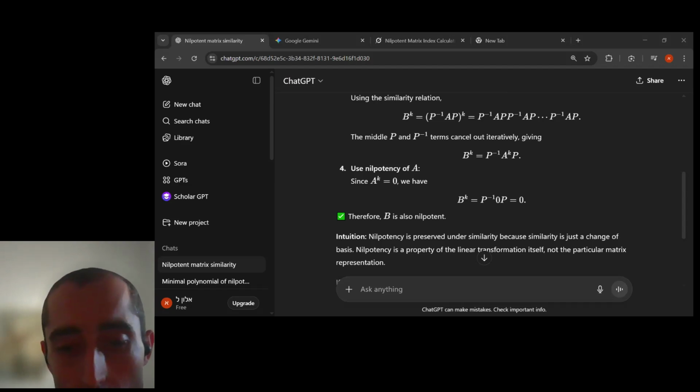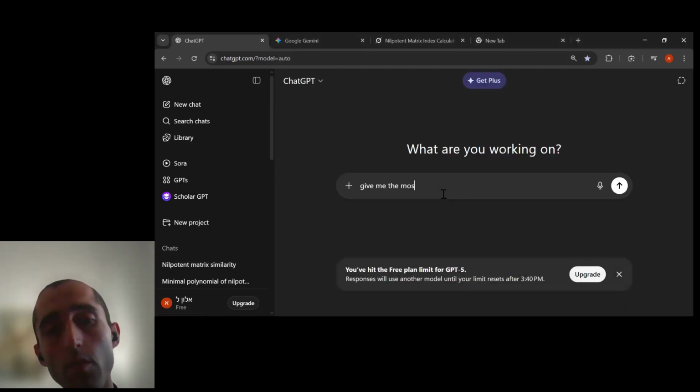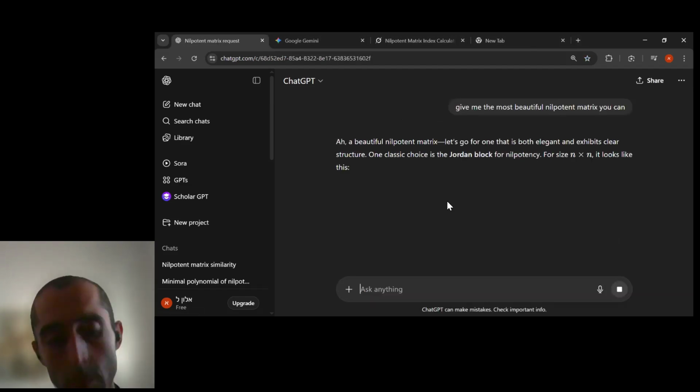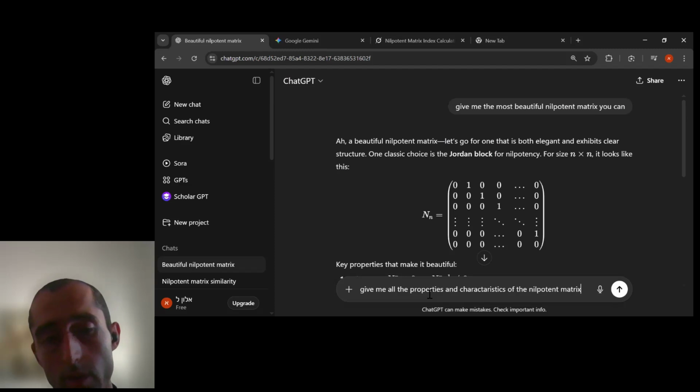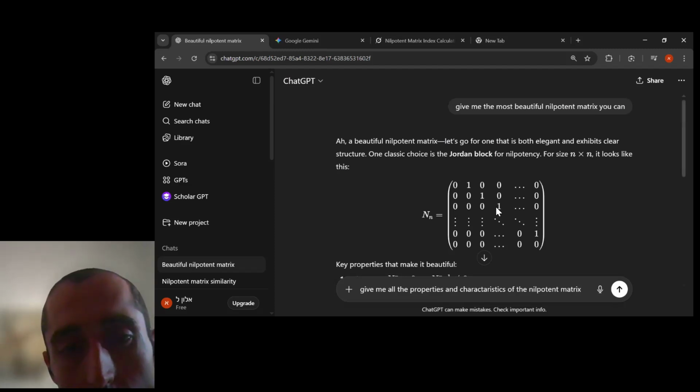Anyway, I think this is enough. This was about a nilpotent matrix, and maybe to finish it off, give me the most beautiful nilpotent matrix you can, and then give me all the properties and characteristics of the nilpotent matrix. Okay, so the most beautiful nilpotent matrix ChatGPT could think of is this one.